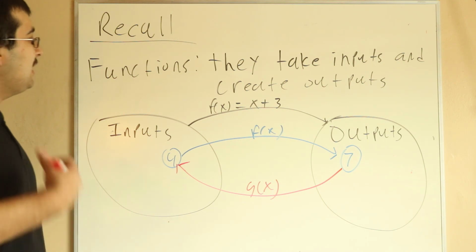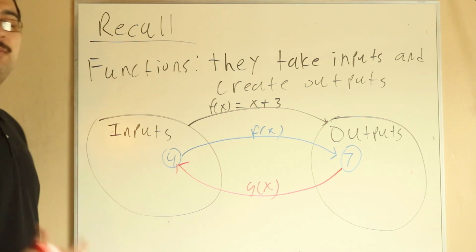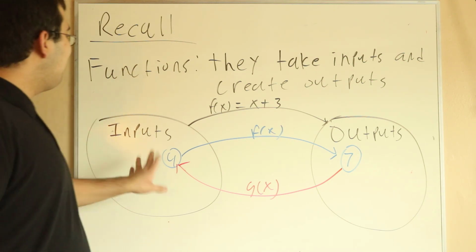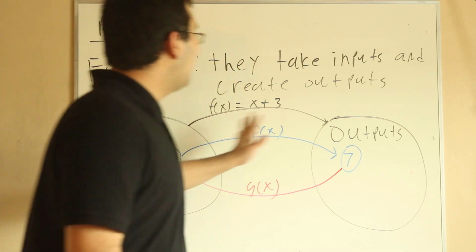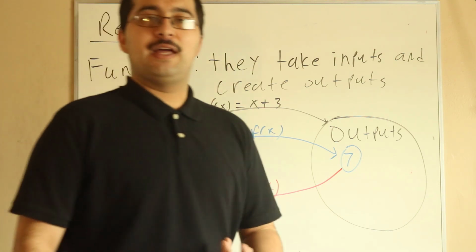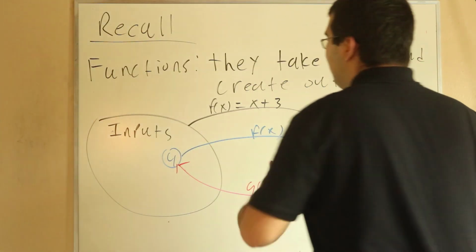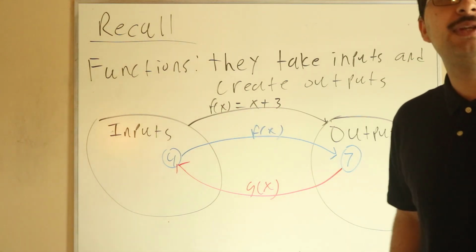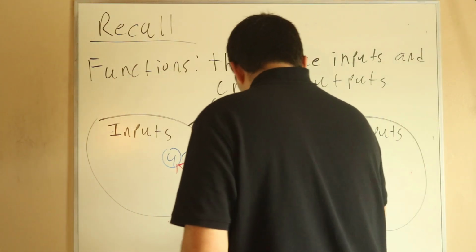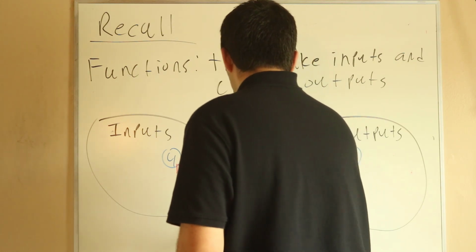And what we can see is special or significant about this g of x function is that while f of x took this input 4 and generated this output 7, g of x is undoing that. g of x is taking the output and bringing it back to the input we started with. g of x is undoing f of x.